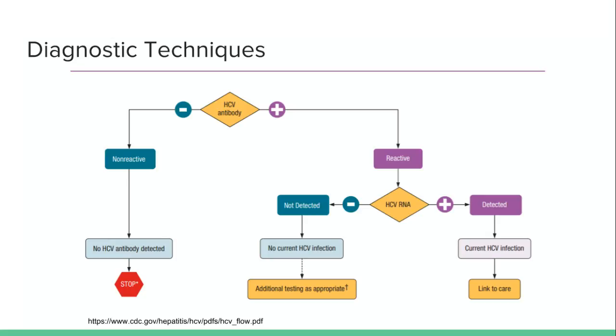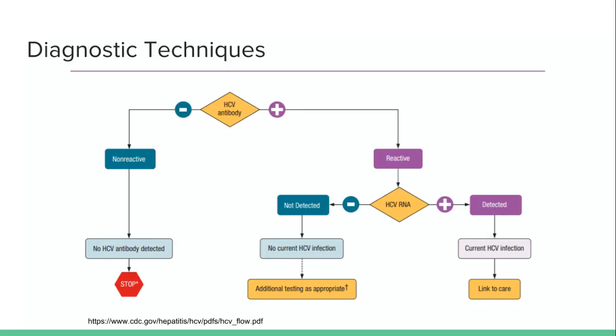This diagram is from a review article I used for my paper, and it shows the flowchart of diagnostic techniques made for a confirmed hepatitis C infection. The first step, as we saw in this case, was doing an antibody screen for hepatitis C viral antibodies. If there's no antibodies present, then there's never been an infection. There's not a current one going on.